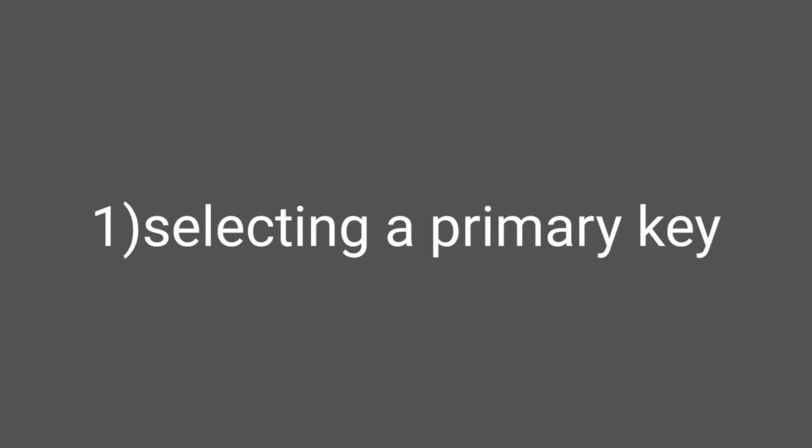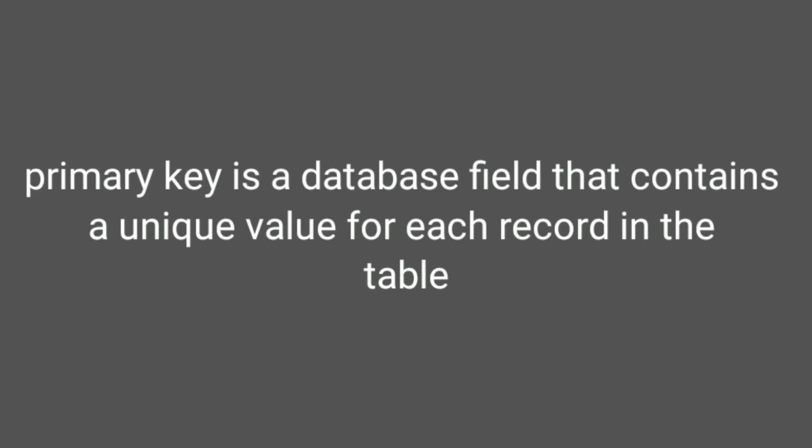That is how to select a primary key in Microsoft Access. So students, what do you mean by a primary key? A primary key is a database field that contains a unique value for each record in the table. This is what you mean by a primary key. It is a unique value that is present inside our table. So in your table, you can select any one of the fields as a primary key. But one important thing is that the field that you select from the table should be a unique field. That is what you mean by primary key.